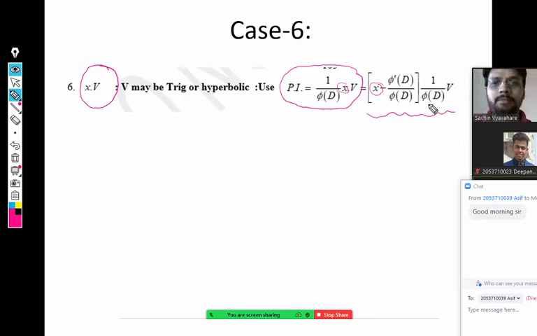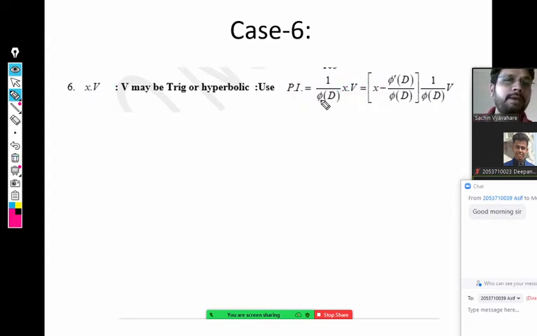That means, first of all, when we have to find a PI for x into v form, we use this formula, and in this formula we first operate this 1 upon phi D on v, depending on v. Now v can be, obviously, as x is there, v is never algebraic. V is either trigonometric or hyperbolic. If it is exponential, no need to use this form. If it is e raised to ax into x, that time it is better to use case 5. Case 5 is the best.